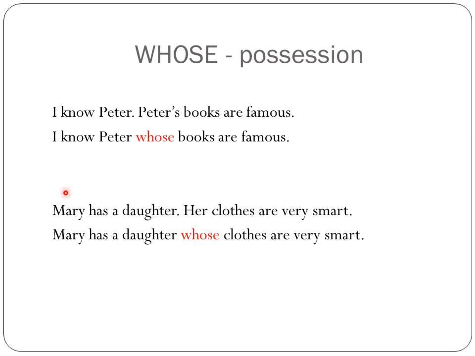Another example: Mary has a daughter. Her clothes are very smart. Which element here represents possession in the second sentence? It is her. So we're going to eliminate her and use the pronoun whose. Mary has a daughter whose clothes are very smart. So here is the relation of possession between daughter and the clothes.